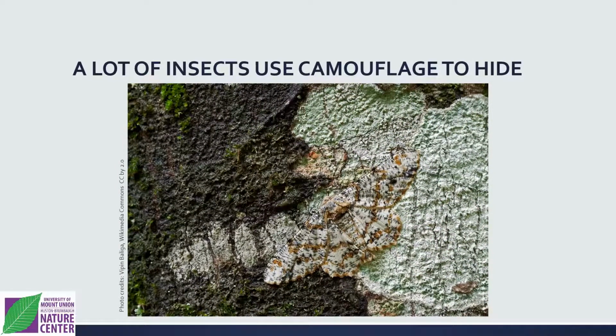What do you see in this photograph? Do you see a moth? Do you see two moths? There are in fact two moths in this photograph. There's one in the center, and there's a much smaller one down in the bottom right corner. These moths have excellent camouflage.